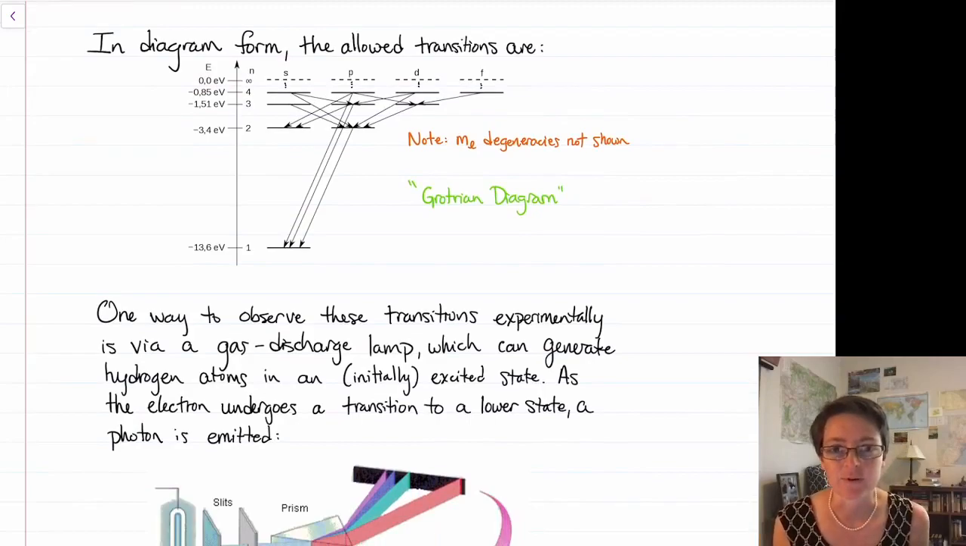In diagram form, the allowed transitions for our hydrogen atom can be shown in what's called a Grotrian diagram. Here, the degeneracies of our various M sub L levels aren't shown, but you can see the transitions between different values of L.